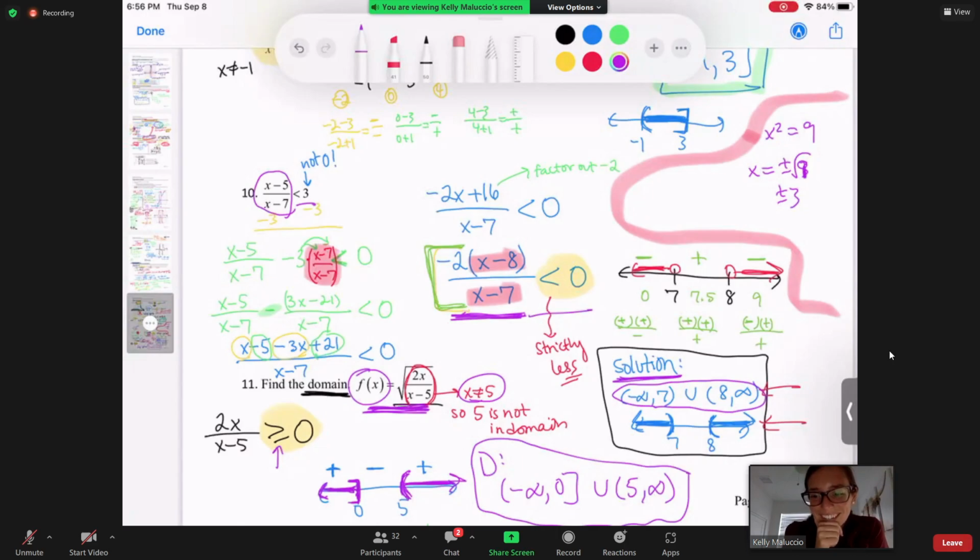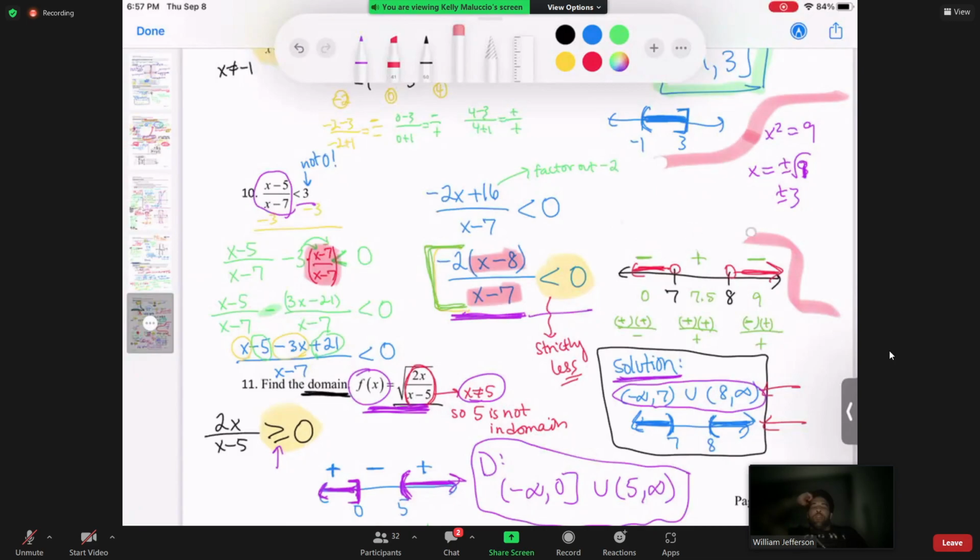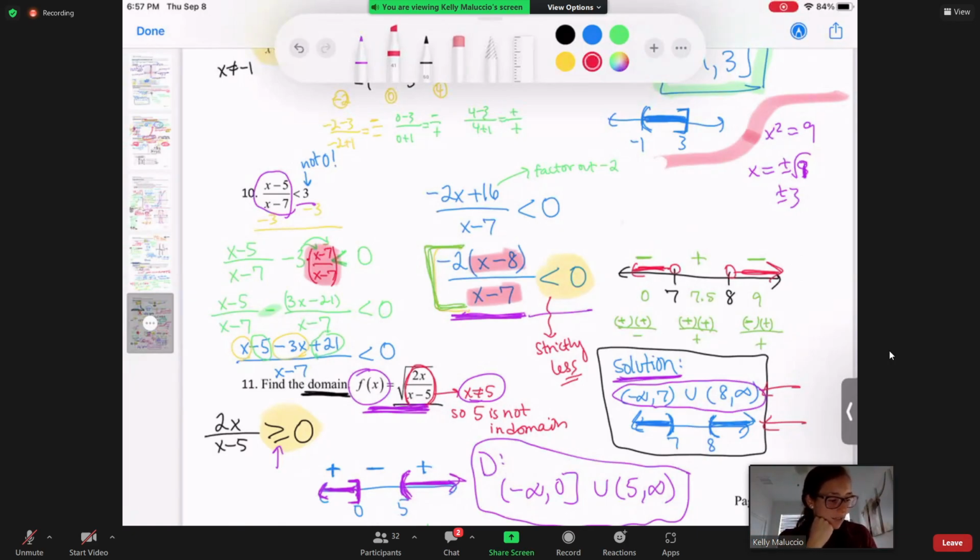I'm not really sure. I think for 11, that square root just makes it so that we have to use an inequality. Yeah, that's why the square root's there. Yes, it's really just so that, exactly, it's really just so we use an inequality. Yep.